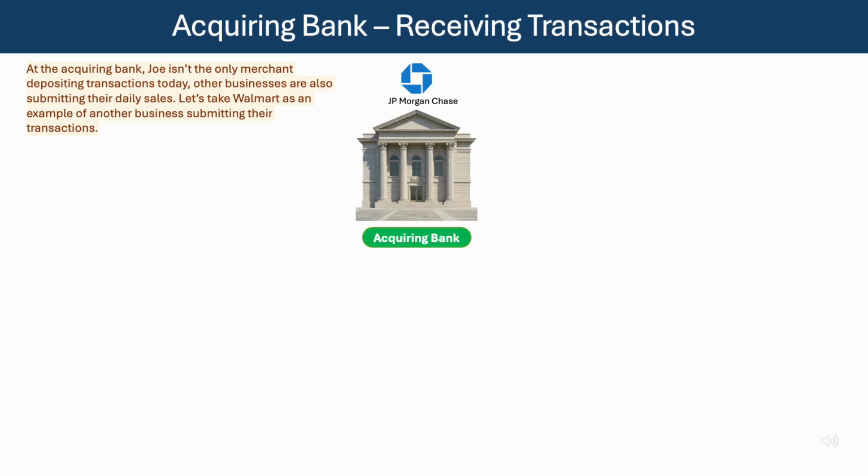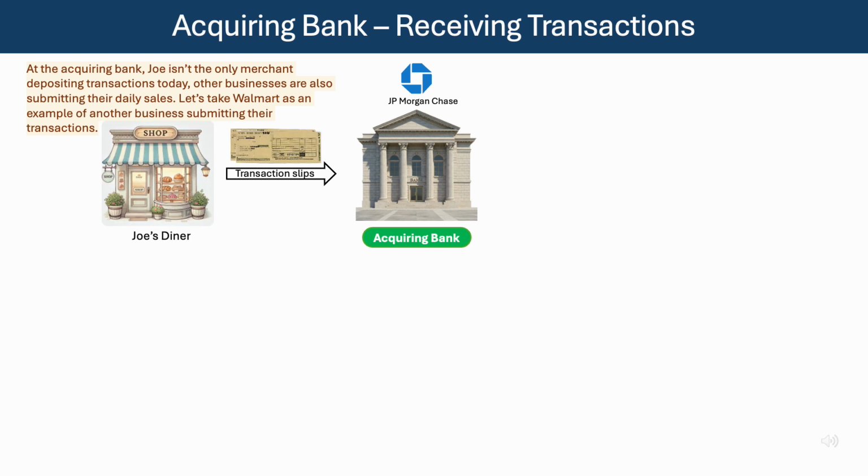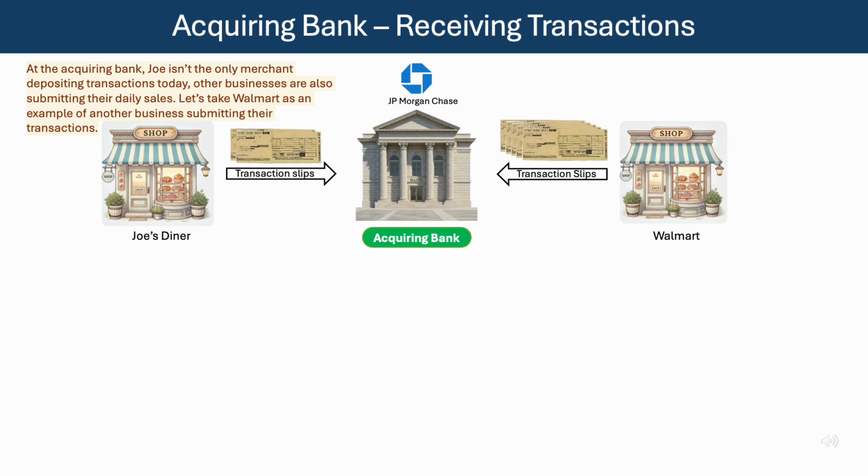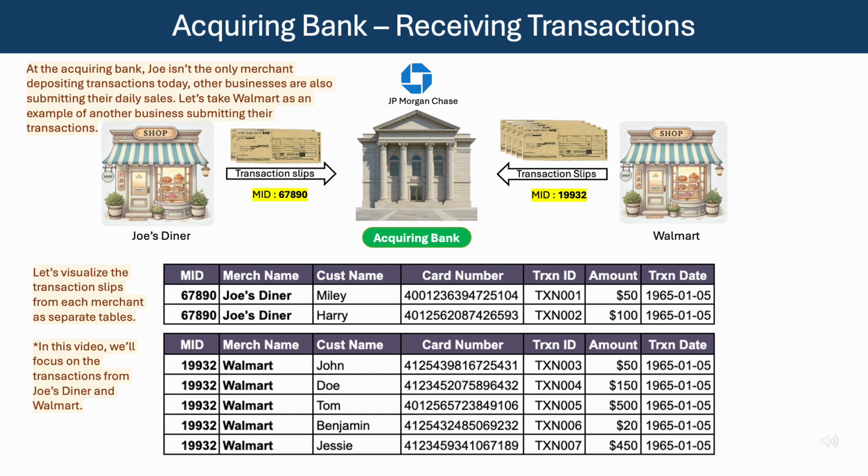Going back to our example, at the acquiring bank, Joe isn't the only merchant depositing transactions today. Other businesses are also submitting their daily sales. Let's take Walmart as an example of another business submitting their transactions. Each merchant has a unique merchant ID assigned by the acquiring bank. Let's visualize the transaction slips in a table. In this video, we'll focus on the transactions from Joe's Diner and Walmart. Next, we'll see how acquiring banks organize these transactions back in the day.